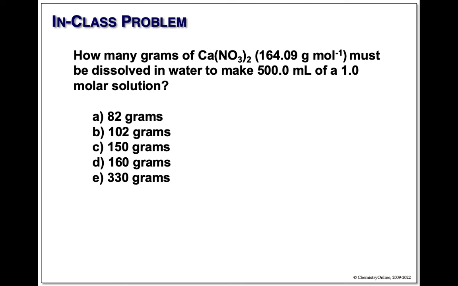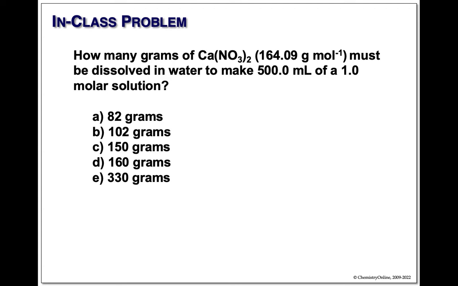How many grams of calcium nitrate do we have to dissolve in water to make 500 mils of 1 molar solution? Again, this is a real lab question, isn't it? You want to make a stock solution that's 1 molar. How do you do that? Well, we're looking for mass here, aren't we?